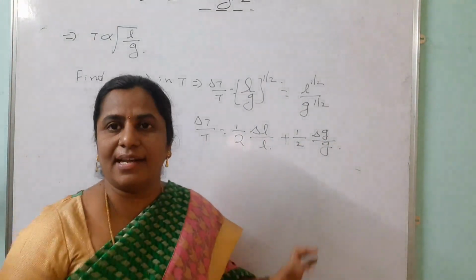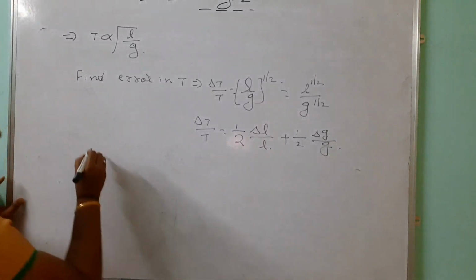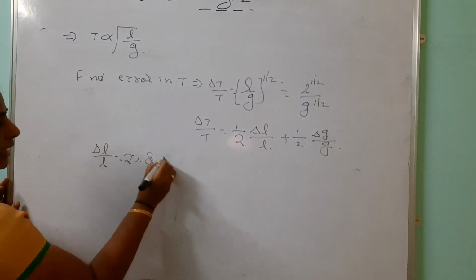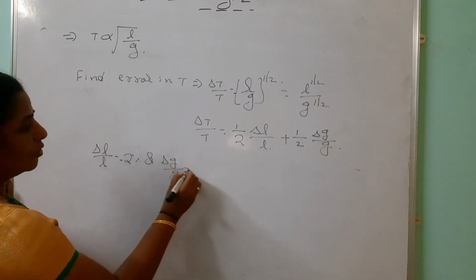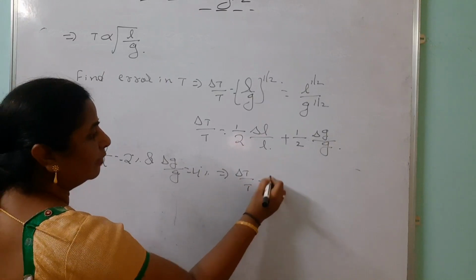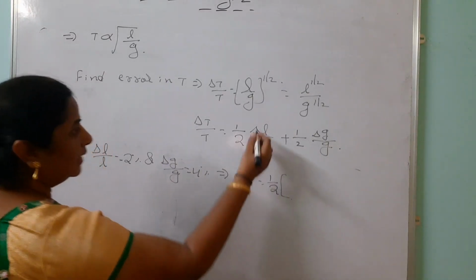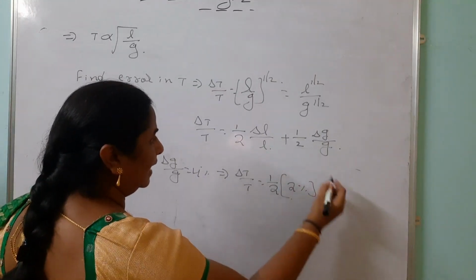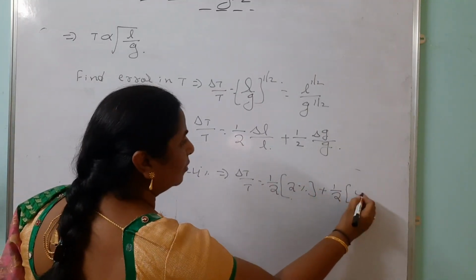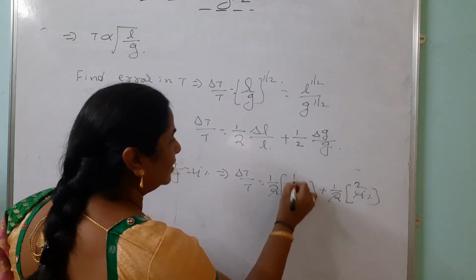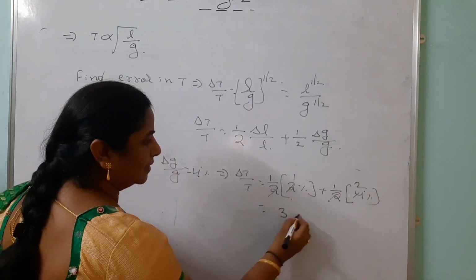Suppose they are giving error in length is 2%, delta L by L is 2%, and delta G by G is 4%. Then how to find out the error in time period? 1 by 2 into delta L by L we are taking 2%, and delta G by G we are taking 4%. After simplification we are getting how much? 3%. 1 plus 2, 3%.